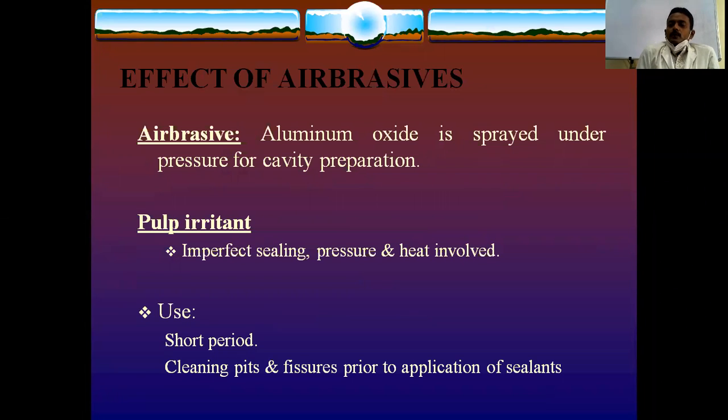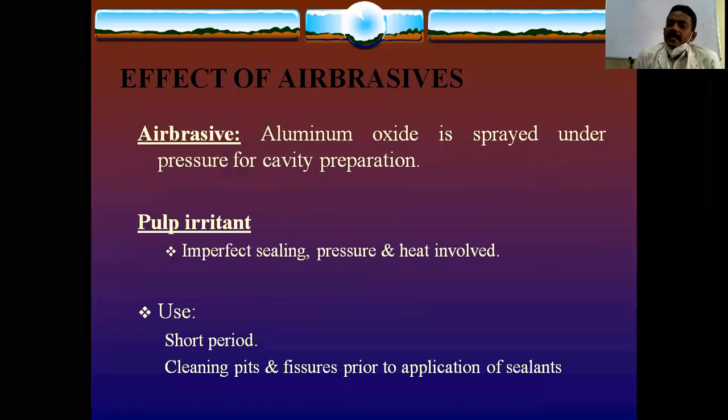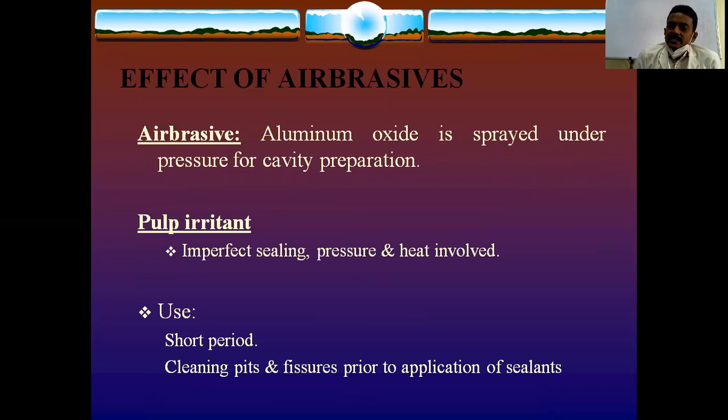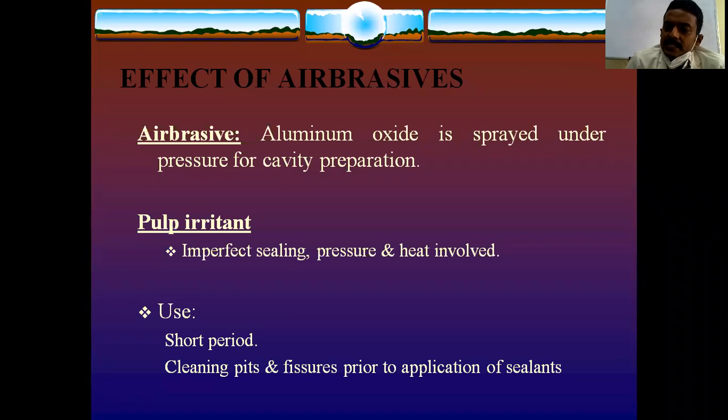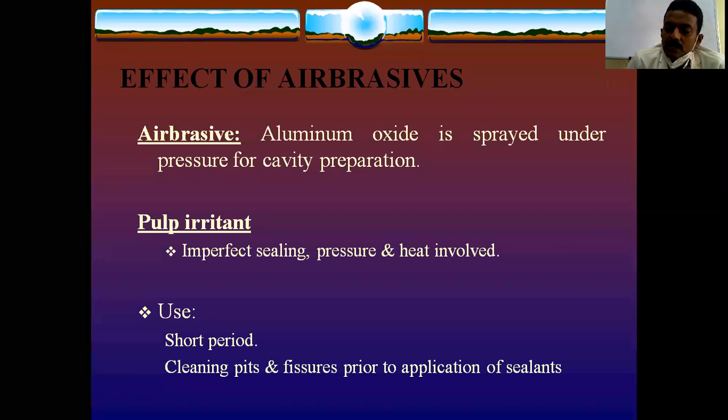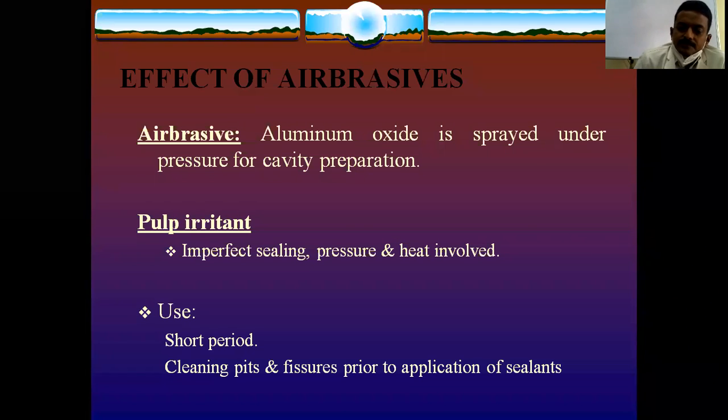Next, what are abrasives? So what are air abrasives? Aluminum oxide is sprayed under pressure for cavity preparation. Bulk irritant, imperfect sealing, pressure and heat is involved. Uses: this is used for a short period, for the cleaning of small pit cavities and fissures, especially in the premolars and molars, where you have a lot of cracks and fissures on the occlusal surface of the molars.